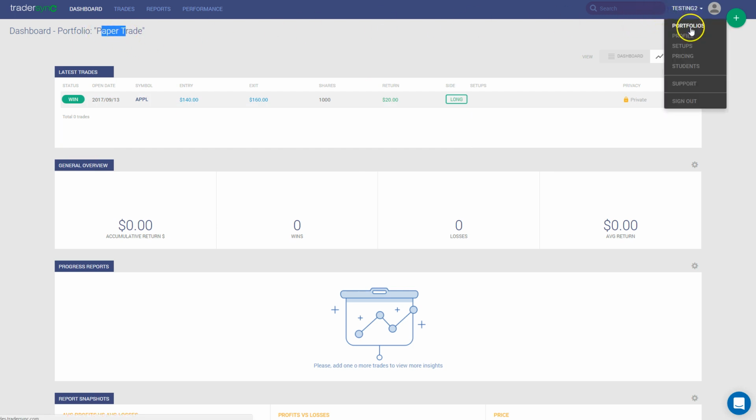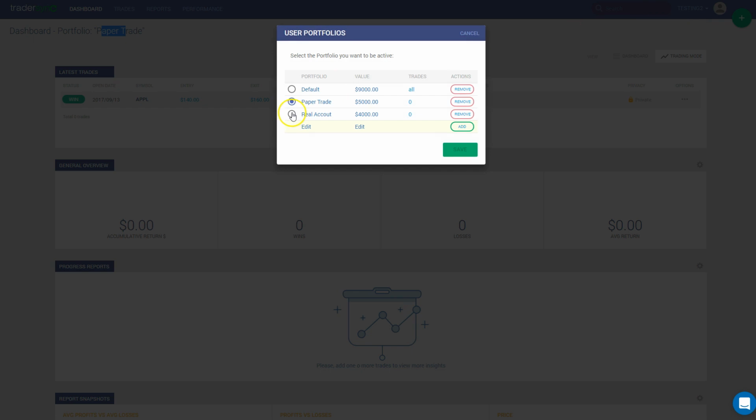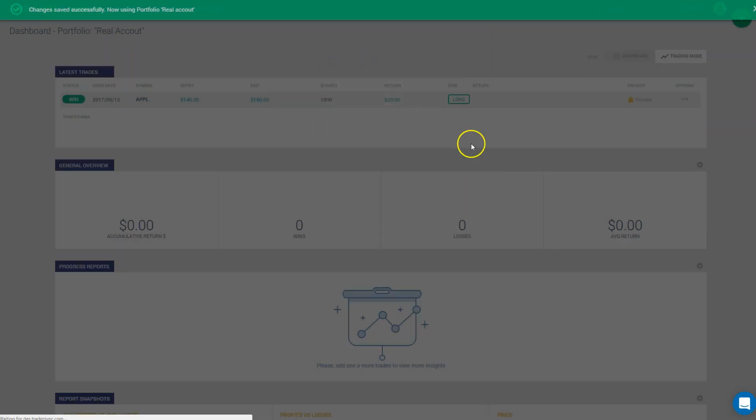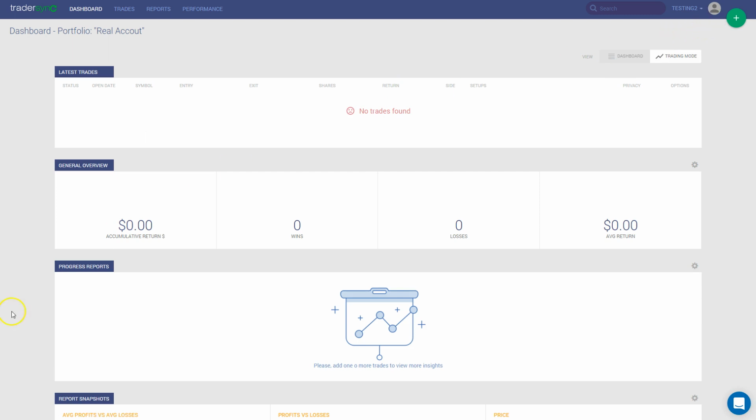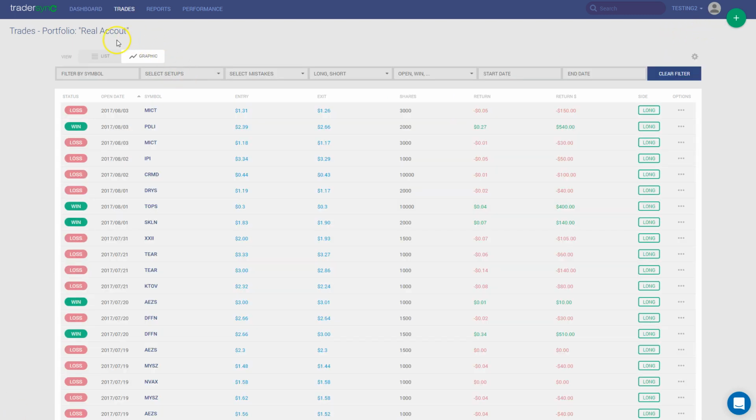Now I'm going to switch portfolios and go to my real account portfolio, which should not contain any trades right now. There it is. And I'm going to import all my trades. There we have it. So I have now imported all my real trades into my new account.